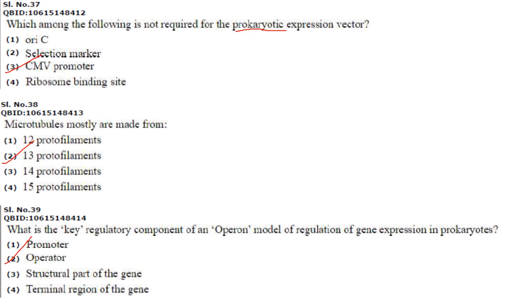Then next one. Microtubules mostly are made from... They are made from 13 protofilaments. That's a direct question. Next one. What is the key regulatory component of an operon model of regulation of gene expression in prokaryotes? So naturally it is the operator. Operator, which binds to the regulatory protein and can either repress or activate transcription. So it is the key regulatory component of an operon model.